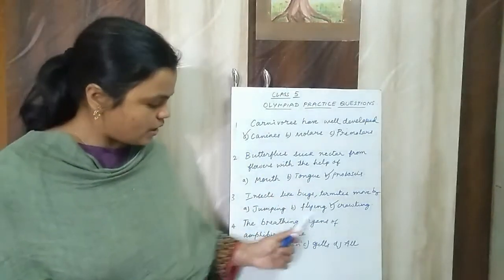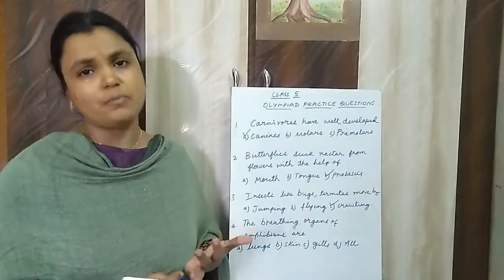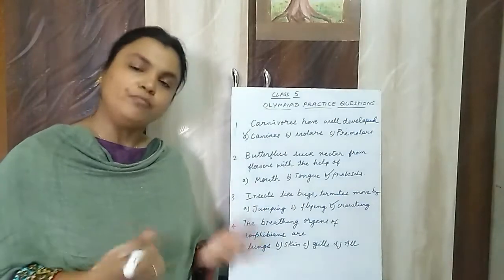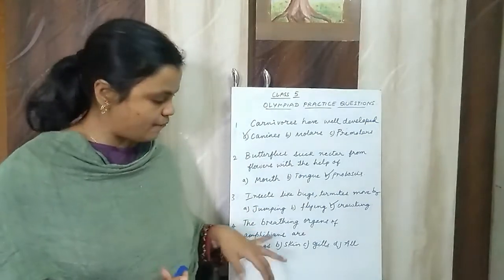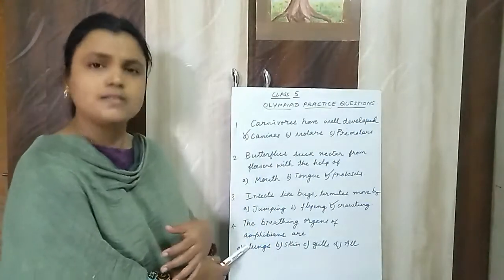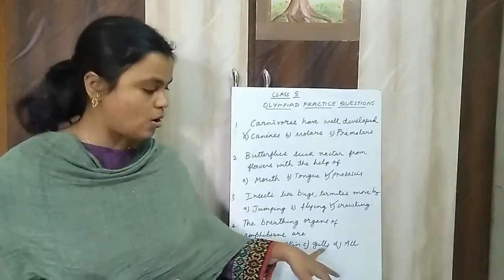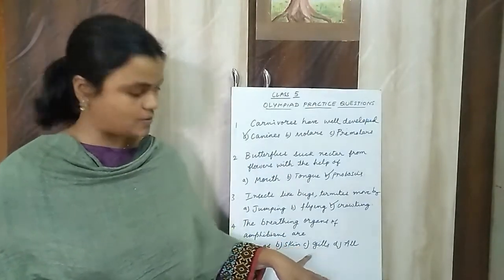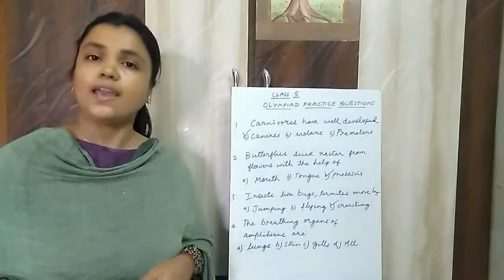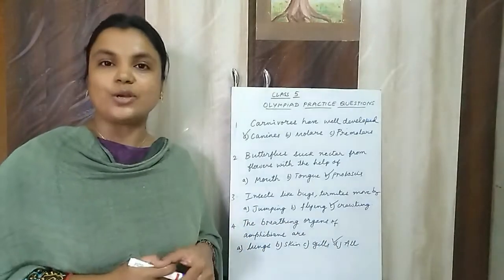The breathing organs of amphibians are, what are the breathing organs of amphibians called? What do you mean by amphibians, children? Those which live both in water and on land. So how do they breathe? Do they have lungs? Yes. They can breathe through skin also, and they breathe through gills also. So they have all these as their breathing organs. So what should be your option? It should be all.